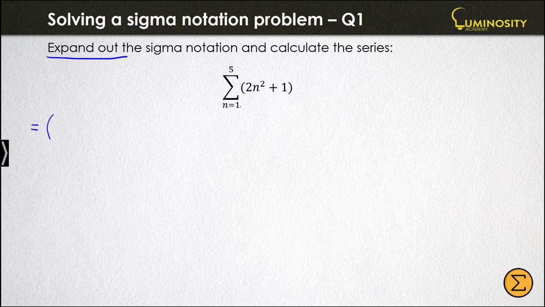So I'll start at n equals 1. Wherever there's an n, I'll replace it with 1. So 2 times 1 squared plus 1. Summation says add. Now start at n equals 2: 2 times 2 squared plus 1.